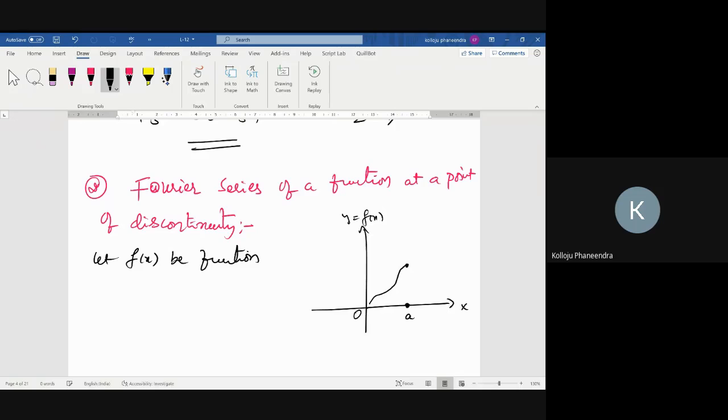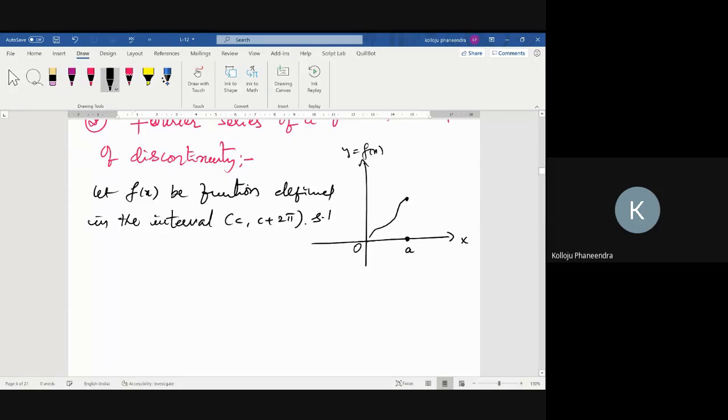Let f of x be a function defined in the interval c comma c plus 2 pi. Let me define this f of x like this: f of x equal to some function, let me consider phi 1 of x, for c less than x less than a.